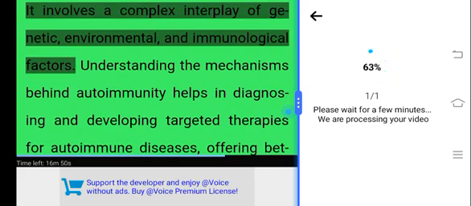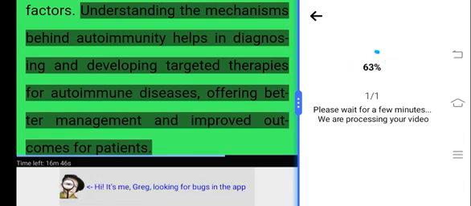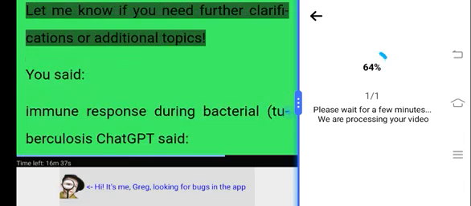It involves a complex interplay of genetic, environmental, and immunological factors. Understanding the mechanisms behind autoimmunity helps in diagnosing and developing targeted therapies for autoimmune diseases, offering better management and improved outcomes for patients. Let me know if you need further clarifications or additional topics.